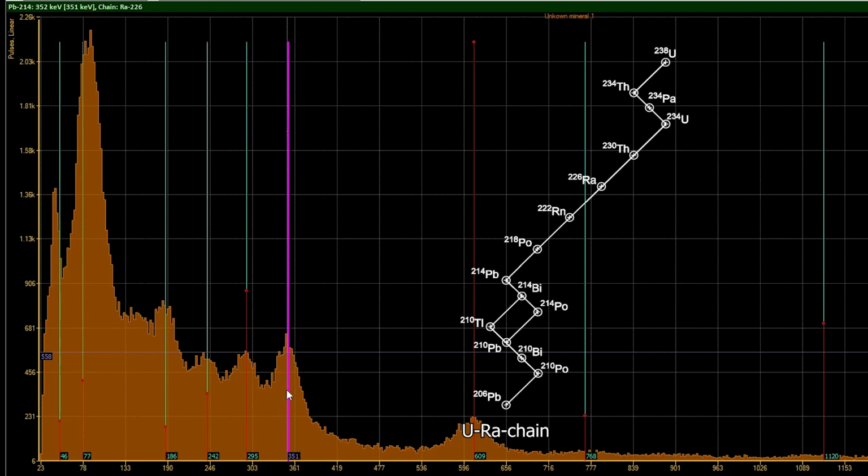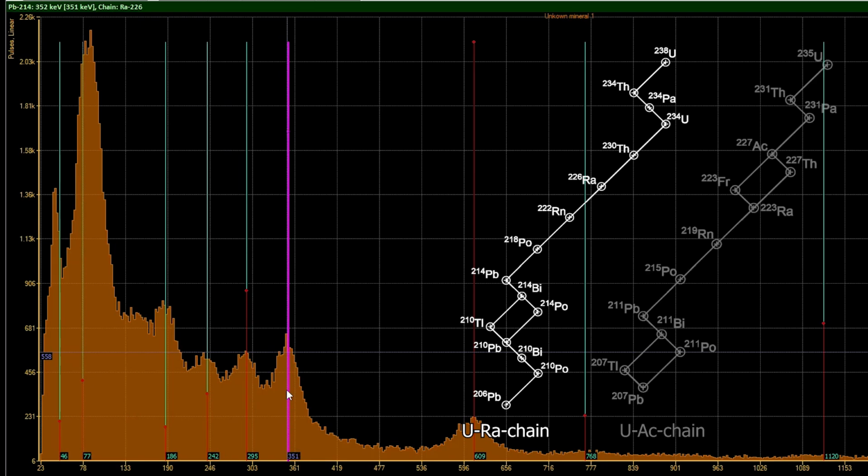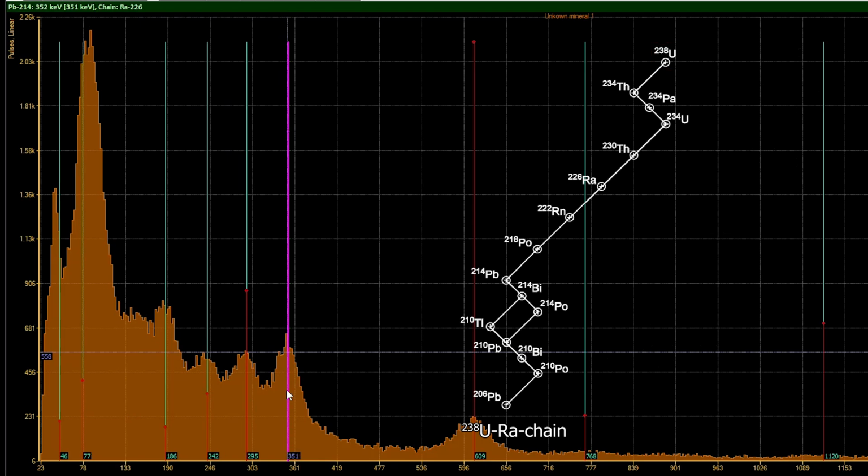Let's continue. We look at the decay chain and see, together with the spectrum, the radioactivity of the unknown mineral comes from uranium. The mineral contains the uranium-radium and the uranium-actinium decay chain. We are able to identify nuclides of the uranium-radium series with this spectrometer. Unlike with a typical Geiger counter, we can also say that the source of the radioactivity is uranium.